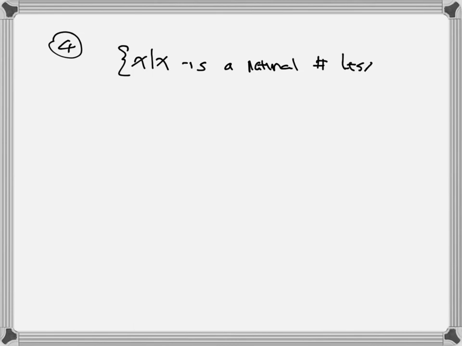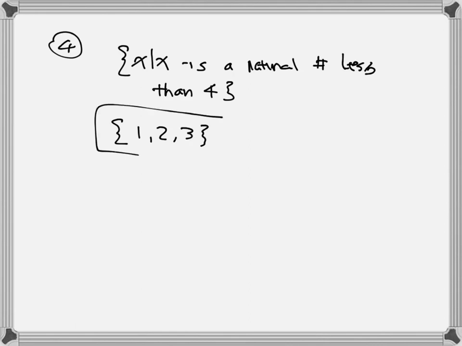Okay. Now let's look at number 4. Here, it told us x is a natural number less than 4. Okay, so they want us to find the solution. So the numbers less than 4 will be 1, 2, and 3. Because it's less than 4, so no more 4. Okay, so you do not include 4. So my answer is 1, 2, 3.